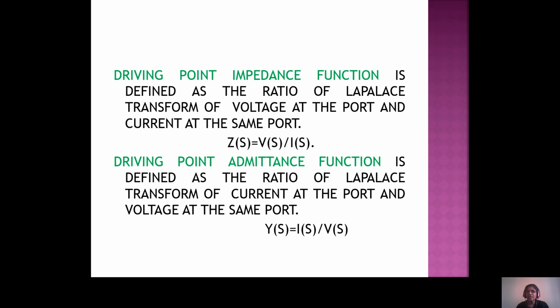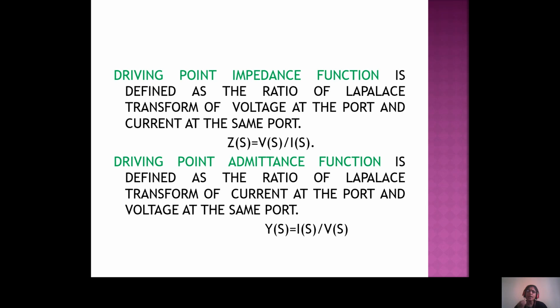So the driving point impedance is the ratio of voltage by current. When you take the admittance, it is the ratio of current by voltage. It is defined as the ratio of the Laplace transform of the current at the port and the voltage at the same port. Both are always considered at the same port, driving means the same port. Either it will be the input port or the output port, but you have to consider the same port.